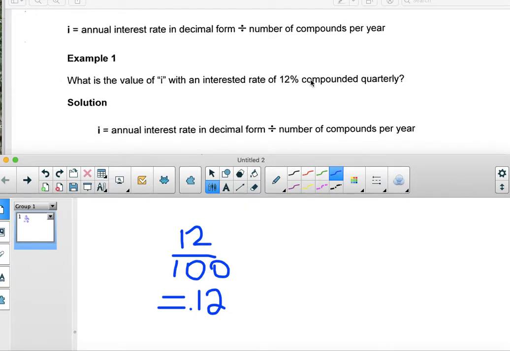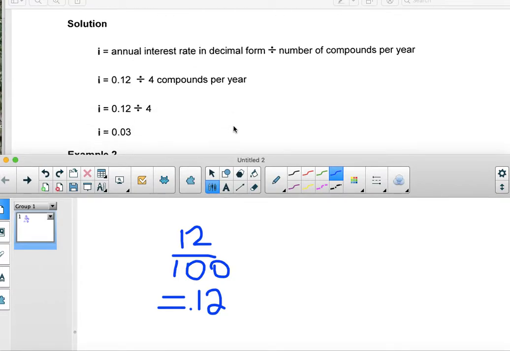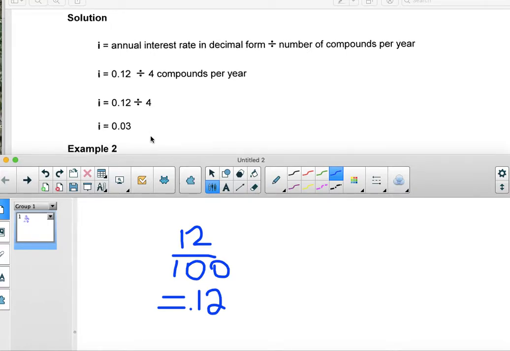So the value of i compounded quarterly. We have to take the annual interest rate in decimal form, which we have done, and then divide it by the number of compounds per year. So this is the compounds per year, compounded quarterly. That means 4. So here you see our 12% as a decimal divided by 4 compound periods per year. And then we get an i value of 0.03.